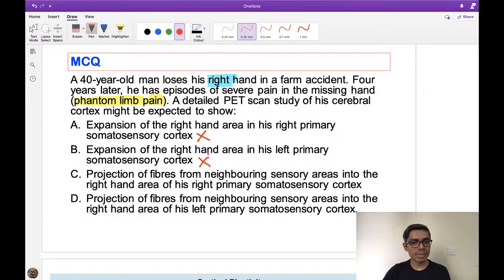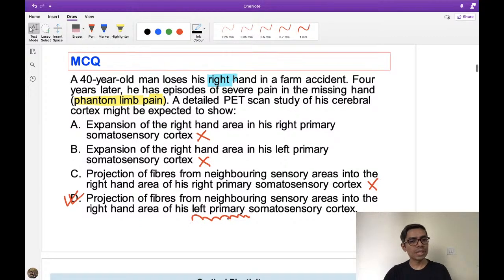Option B, expansion of the right hand area: when the right hand is not there, it is not going to expand. The hand is not there, so why would the area expand? So this is not true. Projection of fiber from neighboring sensory area into the right hand area of the right primary cortex, again this is not true. So obviously all of you are 100% correct, that D is the answer: projection of fiber from neighboring sensory area into the right hand area of the left primary somatosensory cortex.